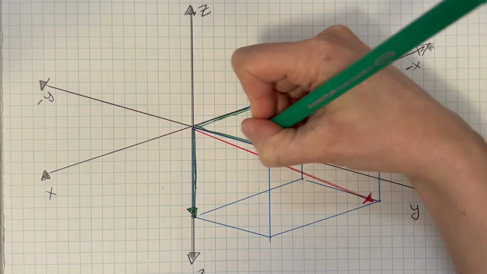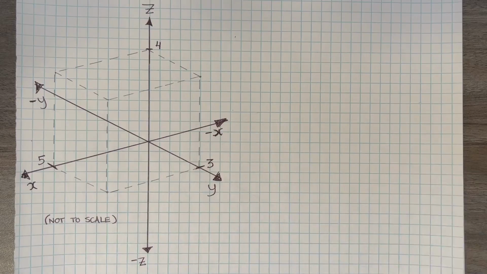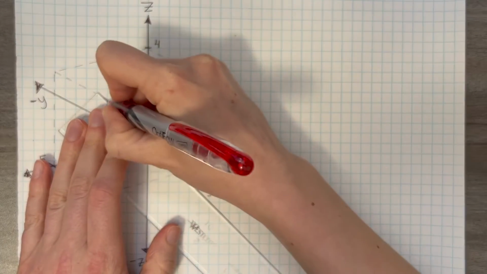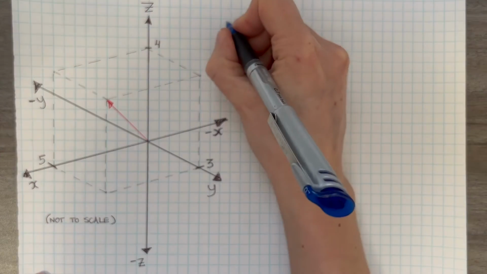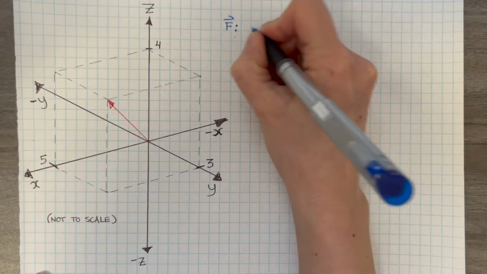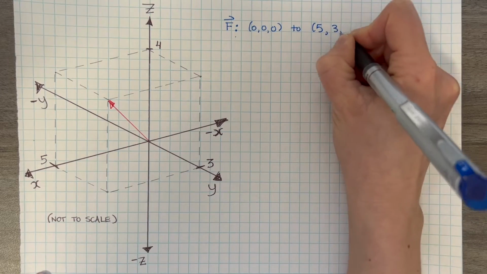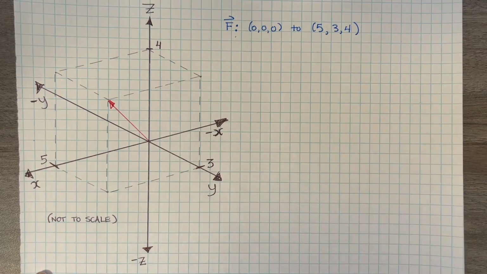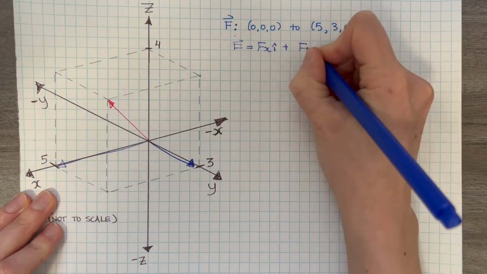Let's look at an example of a vector in the 3D Cartesian space. Here we have vector F. Its tail is at 0, 0, 0, and its head is at 5, 3, 4. The rectangle is just to help us visualize the vector in 3D space. F can be broken into 3 components along each axis.